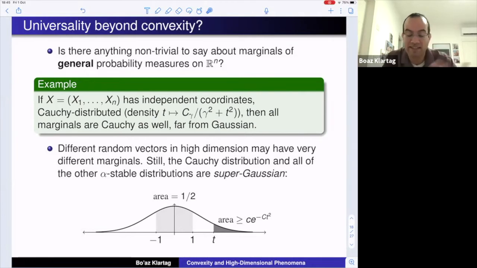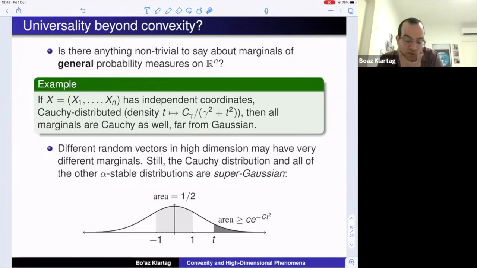And there are many cases where you don't have a single Gaussian marginal. Say if you have independent random variables with the Cauchy distribution, 1 over pi times 1 over 1 plus t squared, then all of the marginals are again Cauchy with this very heavy tail, very far from Gaussian.